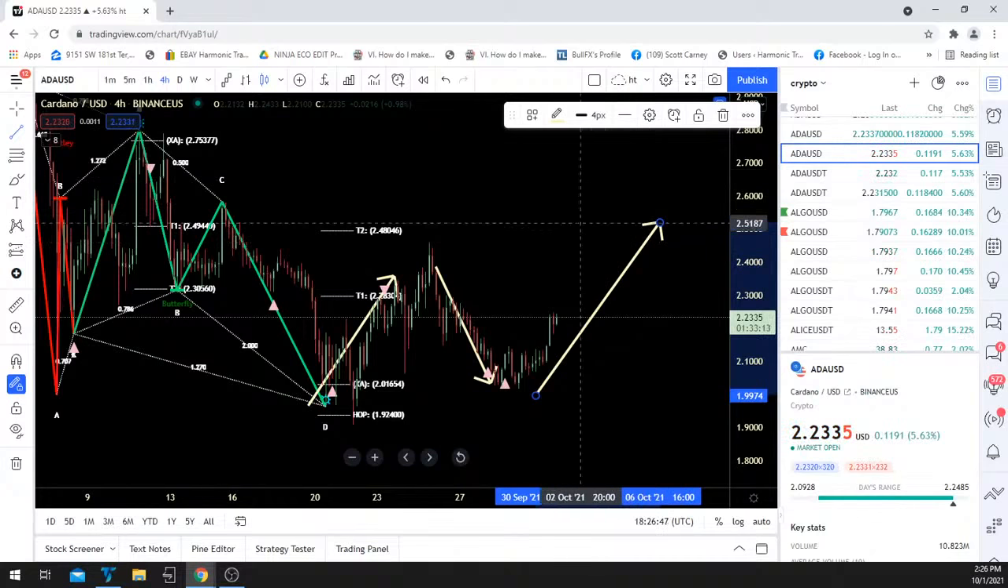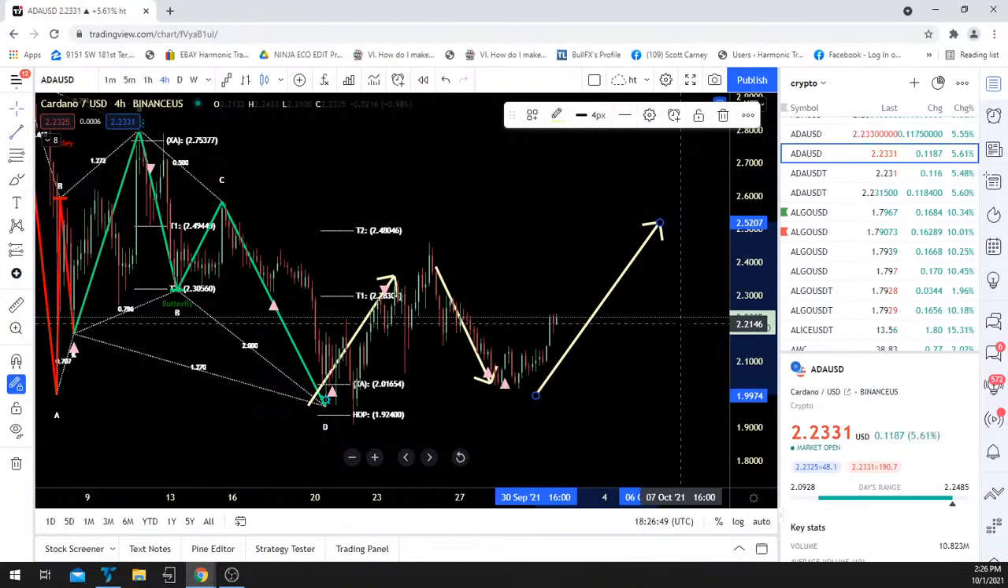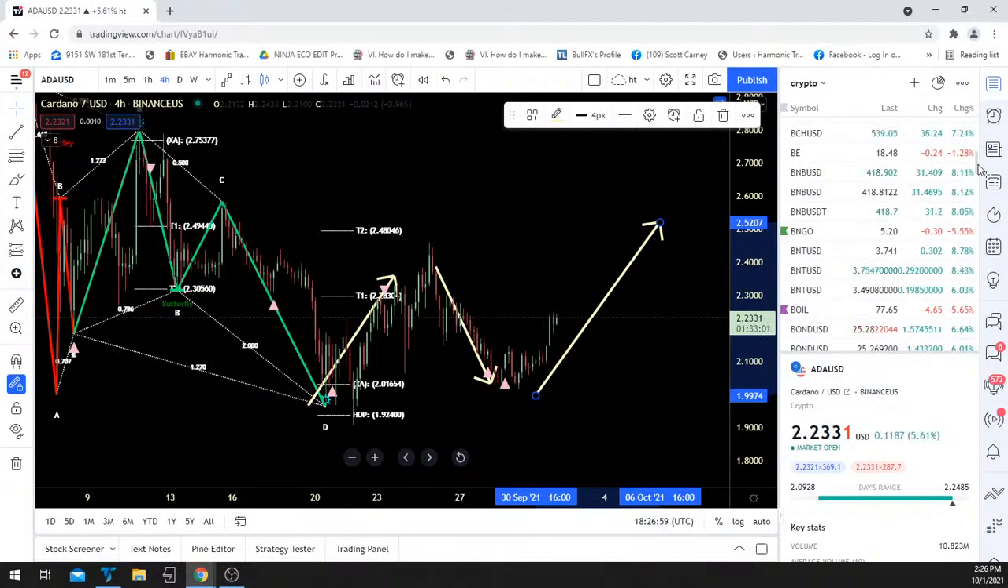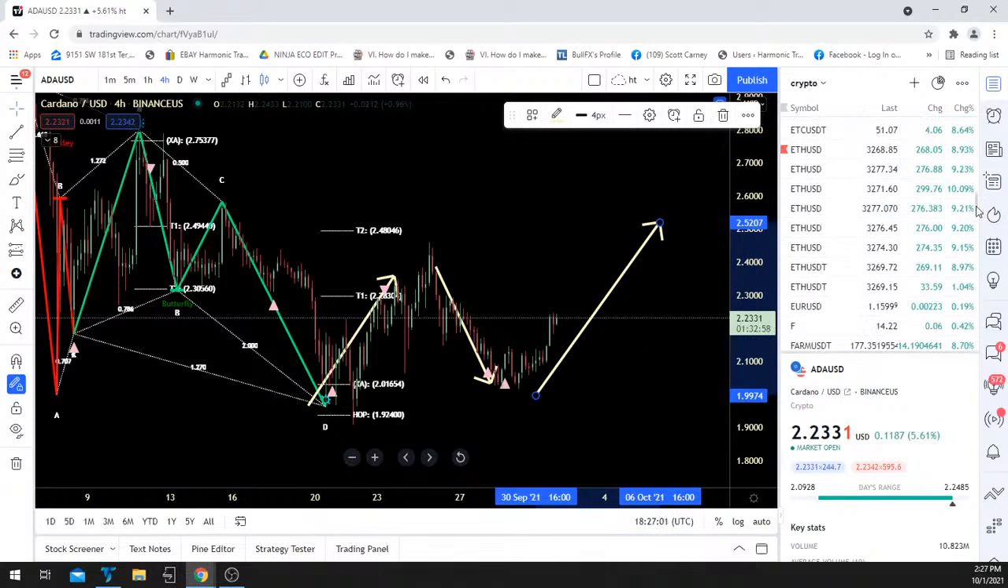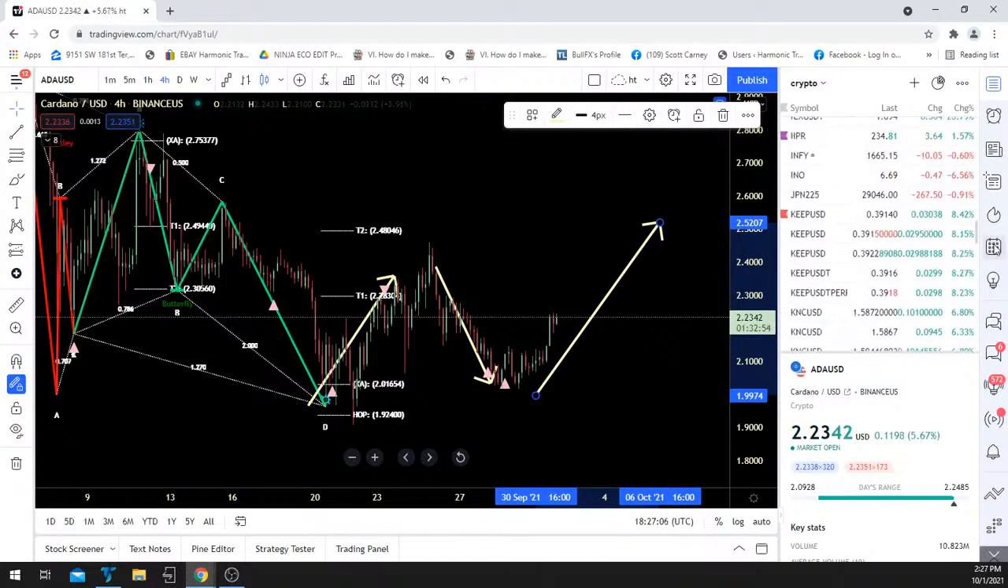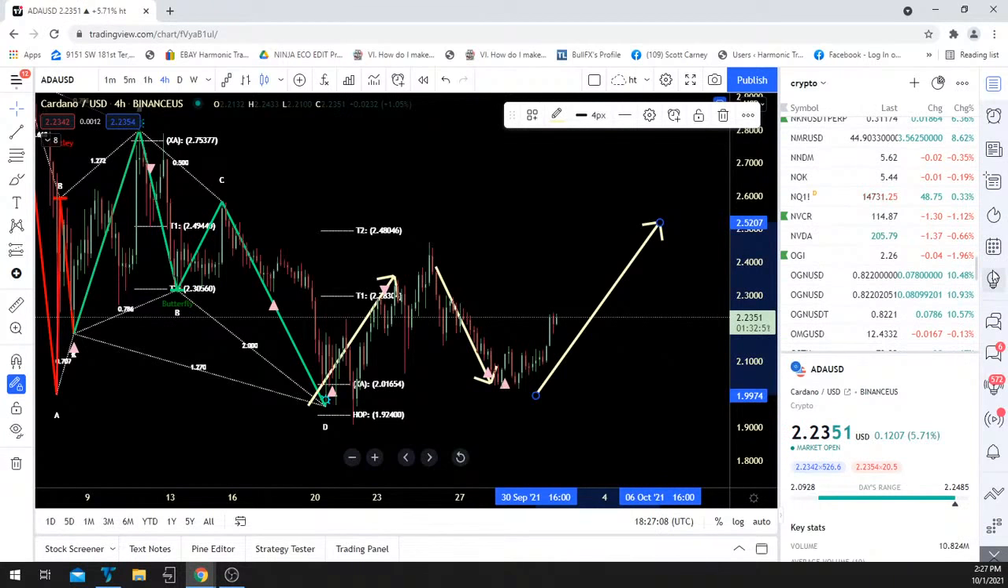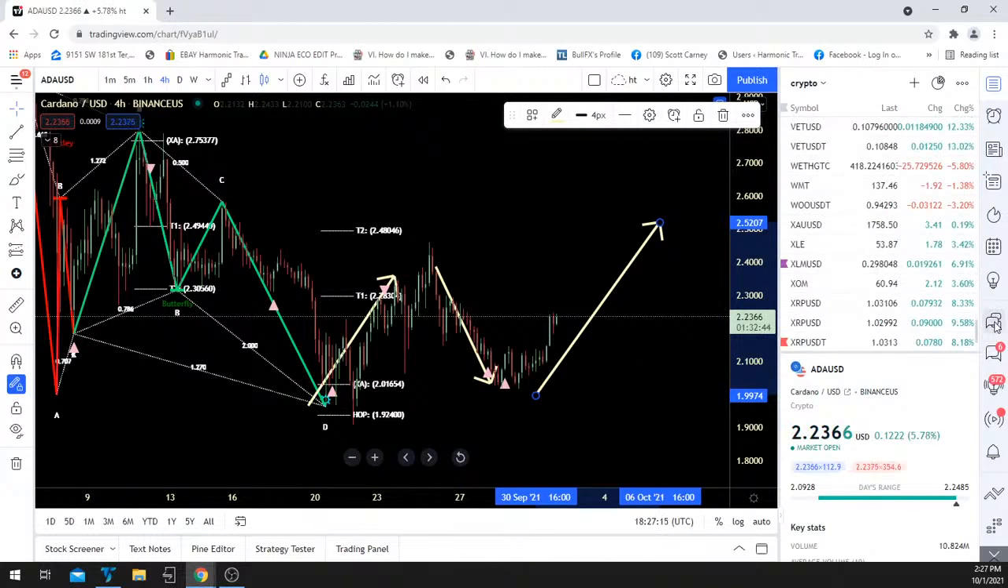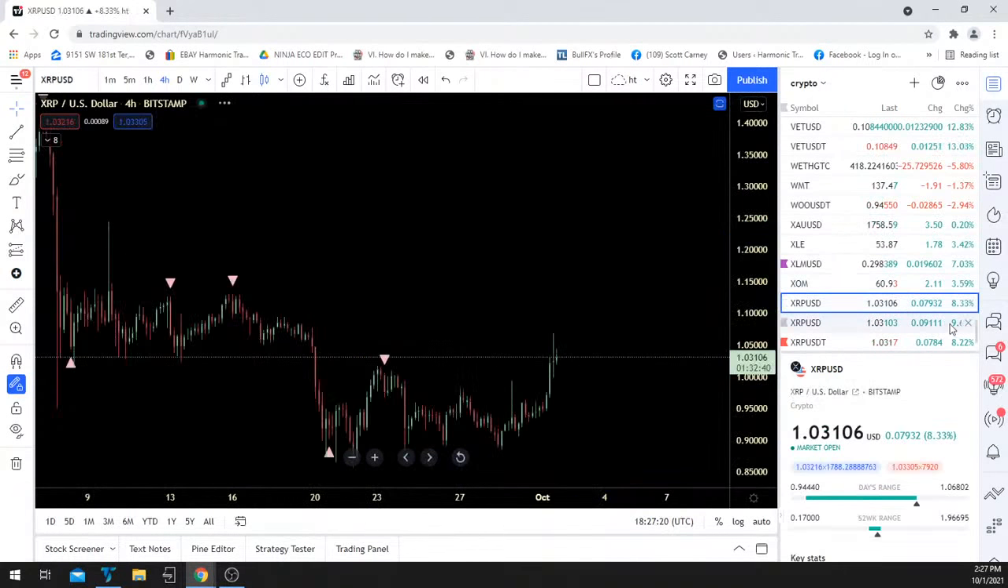A lot of these have shaped up just in the last few days, where they did their retest right before the end of the month, and now bang. There was one other one. I forget. Let's look at XRP really quick. Yep.